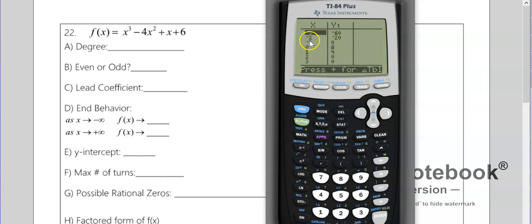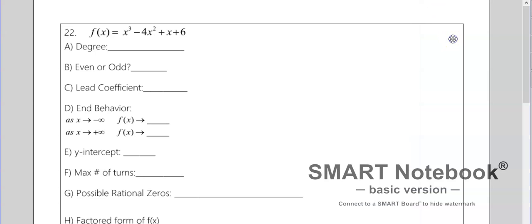Where are my zeros? -1, 2, and 3. I know that right off the bat. I still have work to do here, but I know -1, 2, and 3. Okay? So, let's get back to the problem. Degree. It's 3. It's cubic. Even or odd? It's odd. Lead coefficient is 1. I already looked at it.